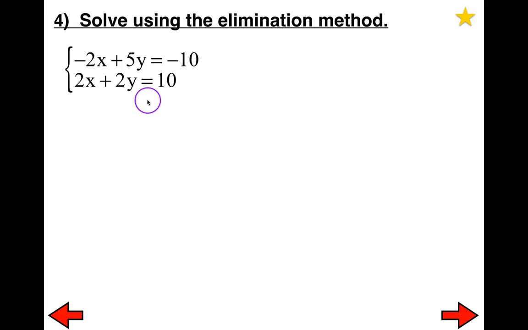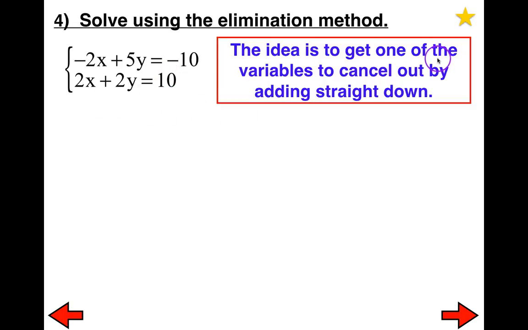Okay, so let's go over the answers for numbers 4 and 5 and see how well you did. For number 4, again, you're trying to find at least one variable where it's going to cancel when you add straight down. And before you do that, again, you want to double check that the x's are lined up, the y's are lined up, and the constants are lined up. It's not always going to happen this way. Here, I'm just going to save myself some time and do it straight here.